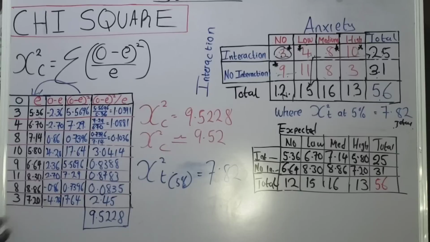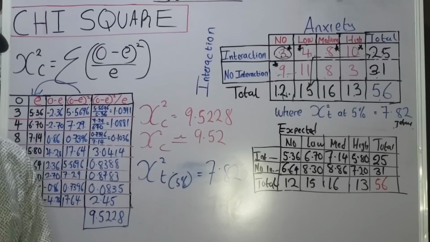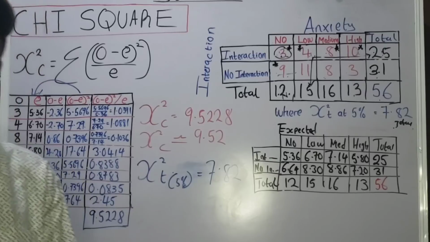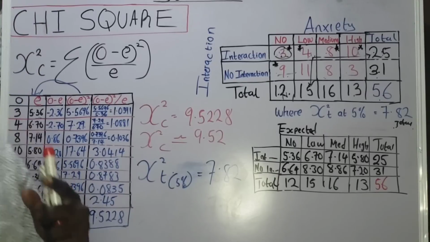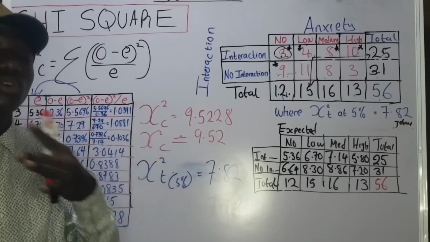Now we have gotten the calculated chi-squared, and we know the critical value is 7.82. We learned in our previous class that in hypothesis testing, we have the null hypothesis and the alternative hypothesis. In the null hypothesis, the assumption is that there is no relationship between the categorical variables we are dealing with on our contingency table. For the alternative hypothesis, there is a relationship between the categorical variables on our contingency table.